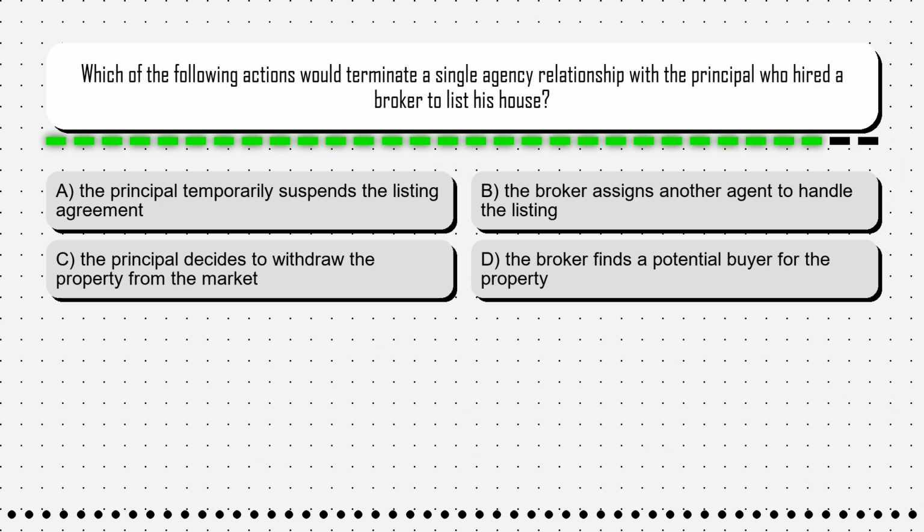Question 81. Which of the following actions would terminate a single agency relationship with the principal who hired a broker to list his house? Option A, the principal temporarily suspends the listing agreement. Option B, the broker assigns another agent to handle the listing. Option C, the principal decides to withdraw the property from the market. Option D, the broker finds a potential buyer for the property.